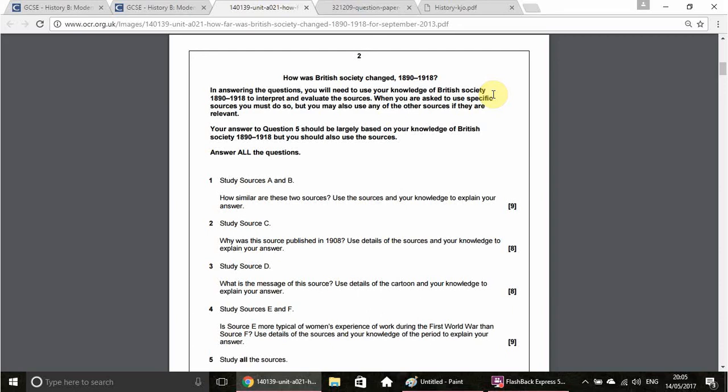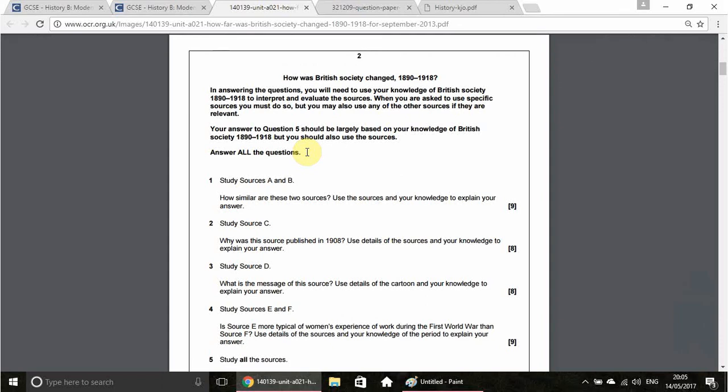Your answer to question 5 should be largely based on your knowledge of British society 1890 to 1918, but you should also use the sources, and we'll come back to that. But it's really important that you remember that this is a knowledge paper and you're being examined on your knowledge as well as how you can use the sources. Please make sure, as it says, that you answer all the questions.